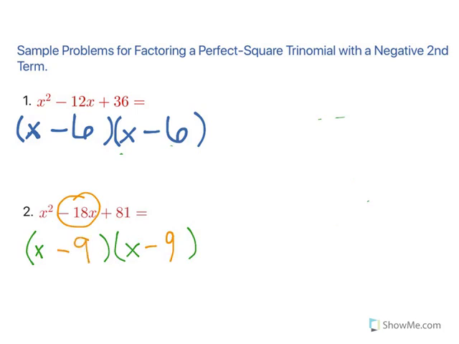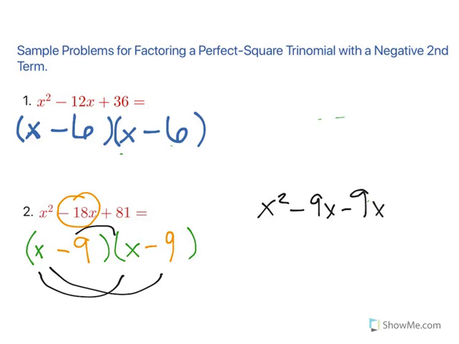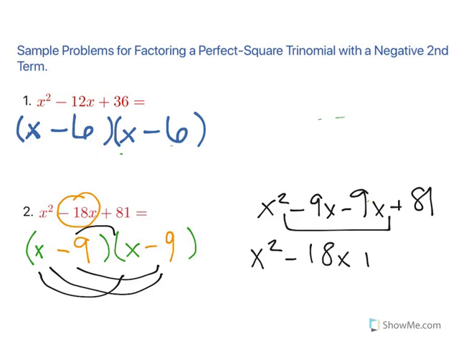Now we're going to check our work. Looking at the first, we have x times x, x squared. Outer, x times negative 9 gives us negative 9x. Inner, negative 9 times x is another negative 9x. And negative 9 times negative 9, which is our last, gives us our positive 81. When we combine the like terms, we end up with x squared minus 18x plus 81, which matches our original trinomial expression.